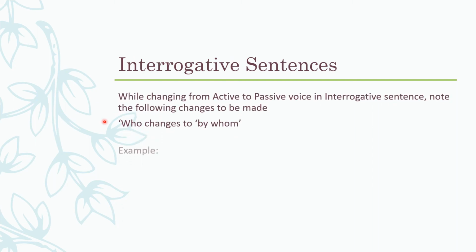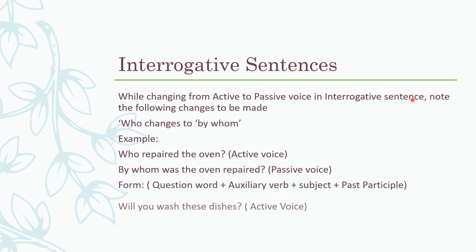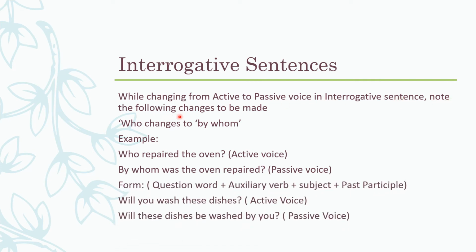Interrogative sentences. While changing from active to passive voice in interrogative sentences, note the following changes to be made. "Who" changes to "by whom." Look at the following example. Who repaired the oven? It's an interrogative sentence, active voice. We have to change this into the passive voice. So the passive voice of "Who repaired the oven?" is "By whom was the oven repaired?"